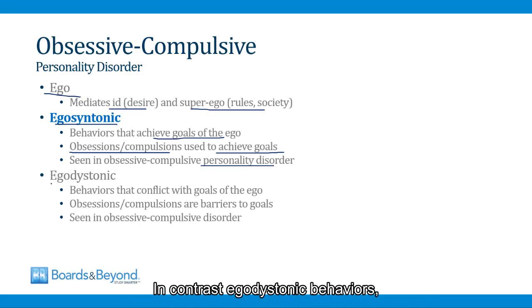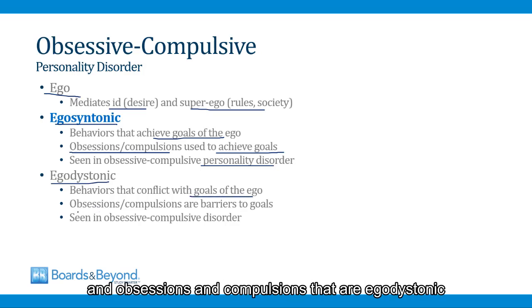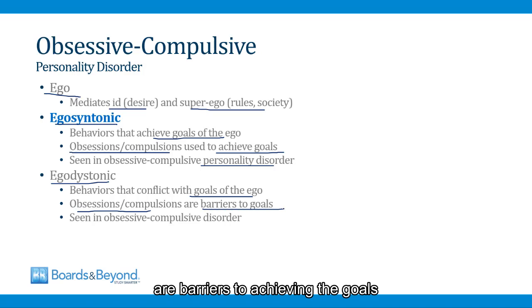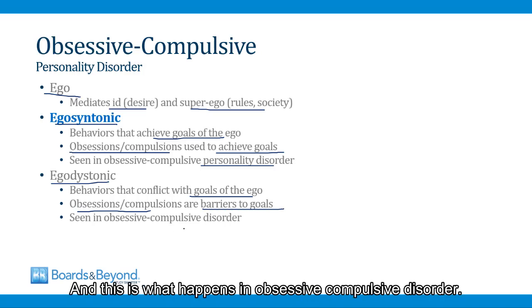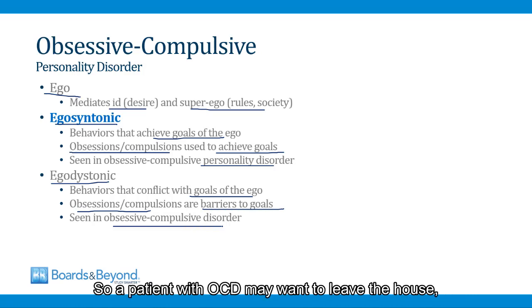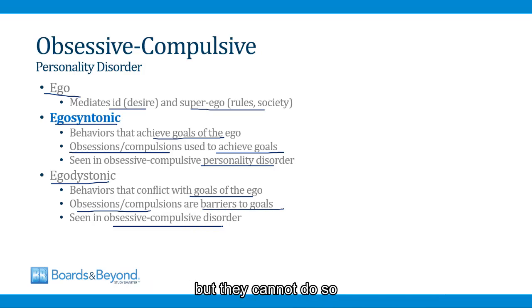In contrast, ego-dystonic behaviors conflict with the goals of the ego, and obsessions and compulsions that are ego-dystonic are barriers to achieving the goals the patient wants to achieve, and this is what happens in obsessive-compulsive disorder. So a patient with OCD may want to leave the house, but they cannot do so because they have an obsession to keep checking the doorknob and make sure that it's locked. That obsession is a barrier to them getting done what they want to get done, and that's called ego-dystonic.